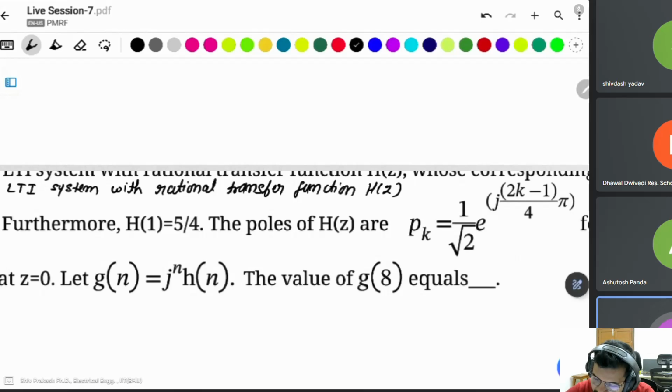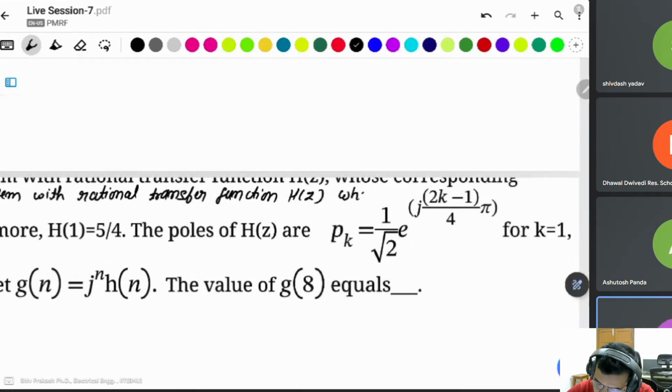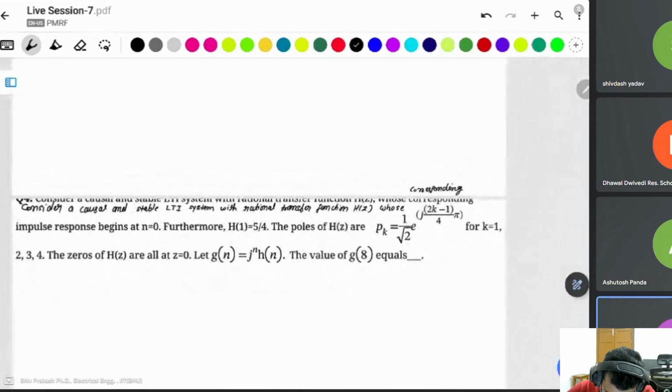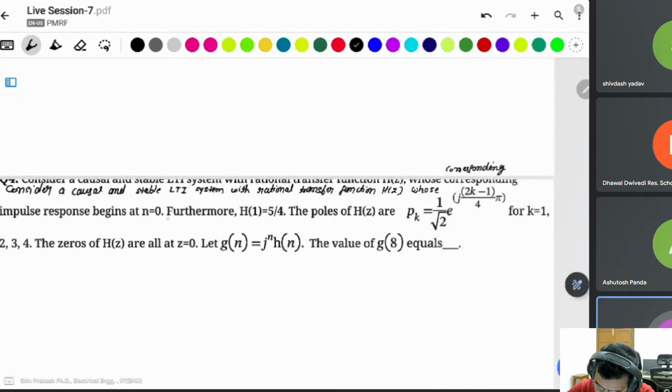The corresponding impulse response begins at n is equal to 0. Furthermore, h1 is equal to 5 by 4 and the poles of H(z) are p_k is equal to 1 by root 2 e to the power of j(2k minus 1) by 4 pi for k is equal to 1, 2, 3, 4. The zeros of H(z) are all at 0. Let g[n] is equal to j to the power n h[n], then find the value of g[8].